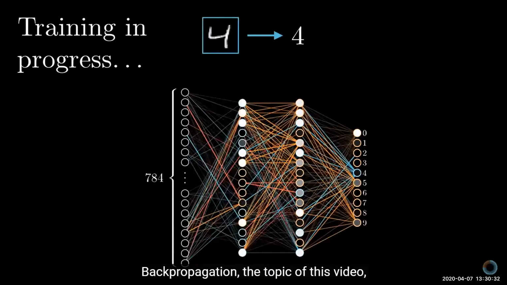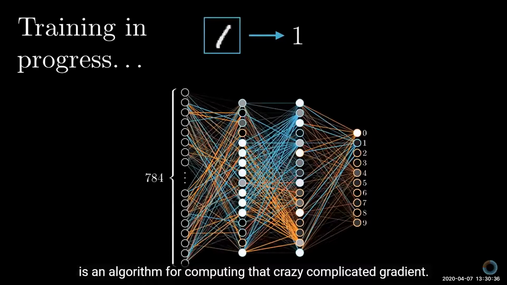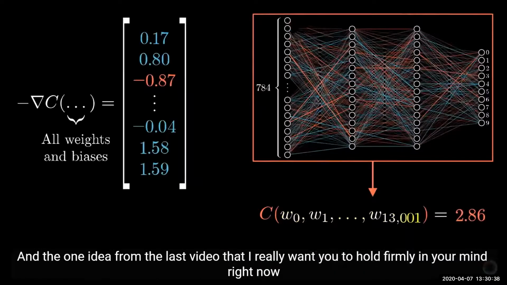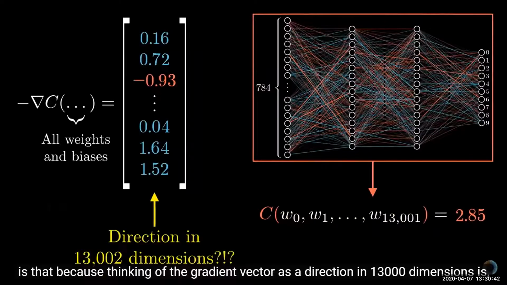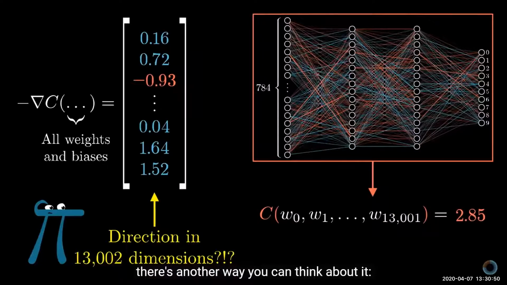Backpropagation, the topic of this video, is an algorithm for computing that crazy complicated gradient. And the one idea from the last video that I really want you to hold firmly in your mind right now is that because thinking of the gradient vector as a direction in 13,000 dimensions is, to put it lightly, beyond the scope of our imaginations, there's another way you can think about it.